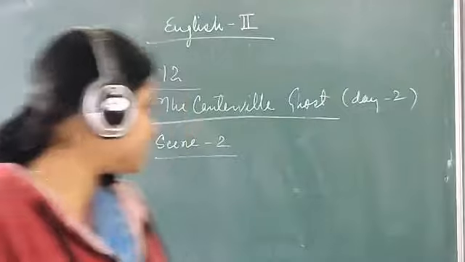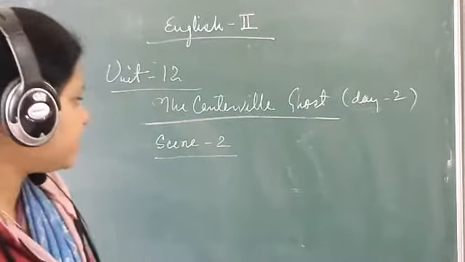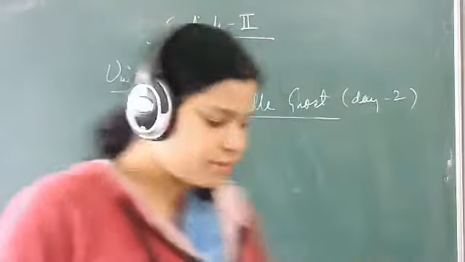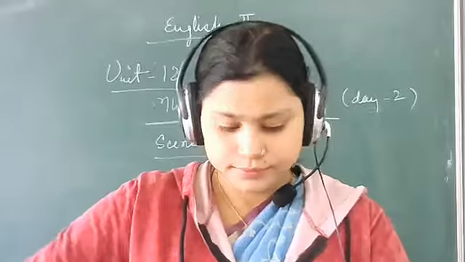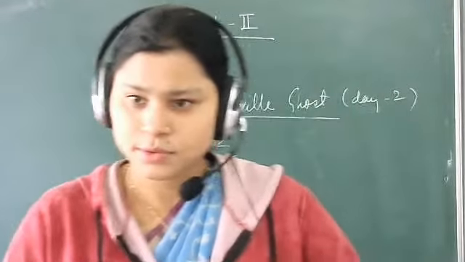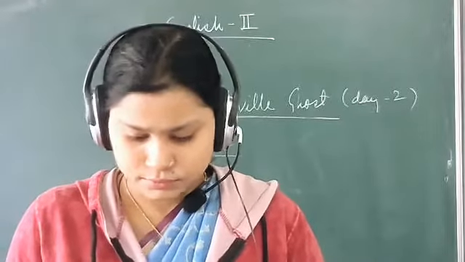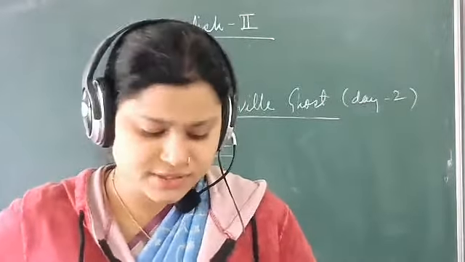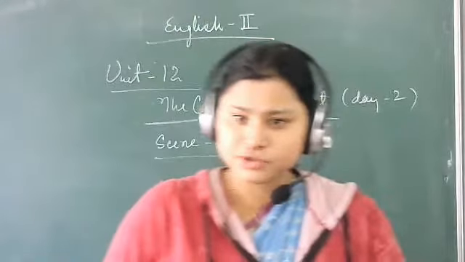This is English literature class, in which we will continue the same unit, unit 12, The Canterville Ghost. We were on scene 1 before. Today we will start from scene 2. Please take out your book, page number 126, and make sure that you all have taken it out.